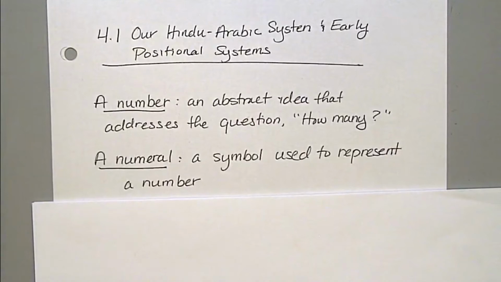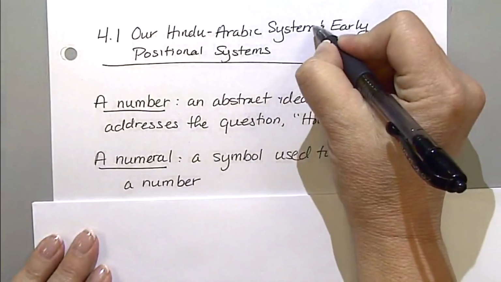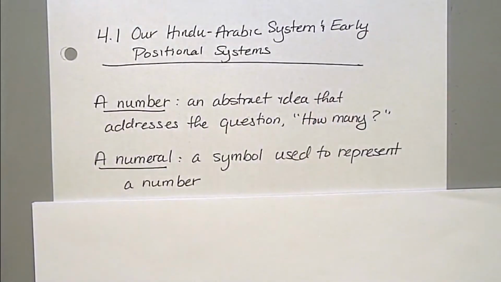So section 4.1 is our Hindu-Arabic system and early positional systems. Part of this is going to be a little review of what you know about numbers, and then I'm going to expand into stuff that you probably don't know.